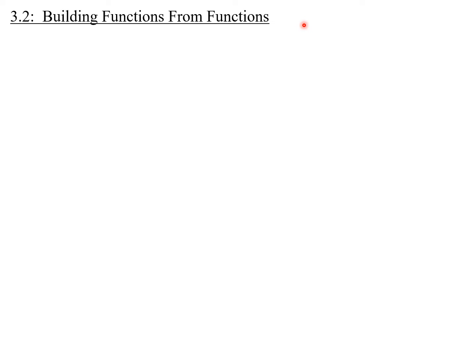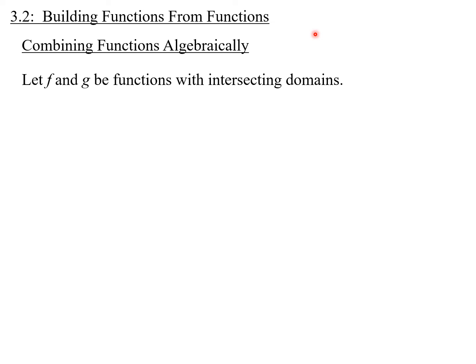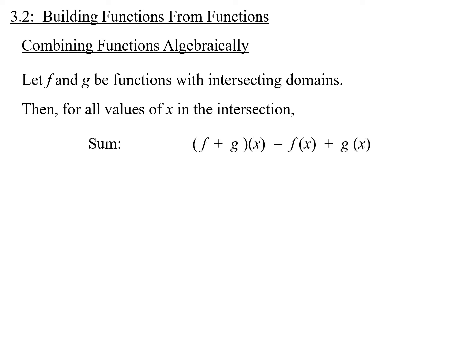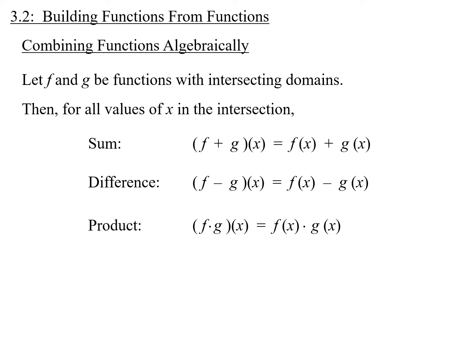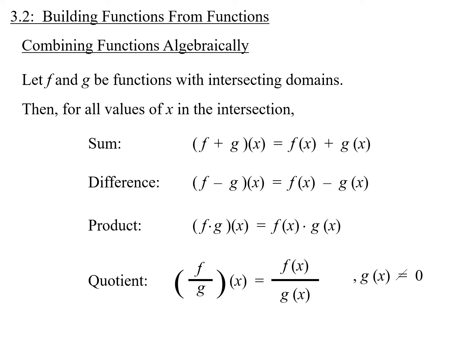This section is entitled Building Functions from Functions. That is, we're going to take some functions and through various operations, we're going to get other functions. For example, first of all, let's do it by combining functions algebraically. That is, we're going to let f and g be functions with intersecting domains. And then for all values of x in the intersection, we're going to find their sum, their difference, their product, and their quotient.